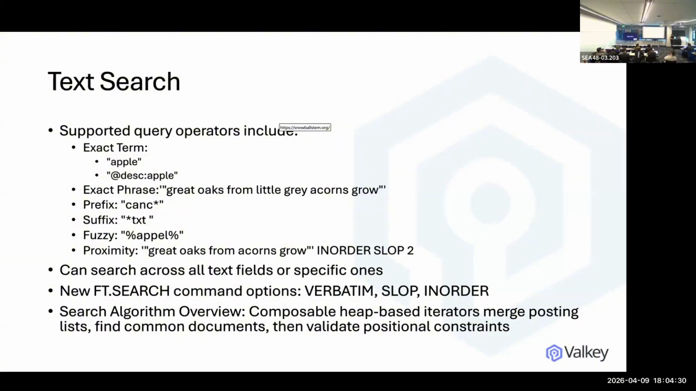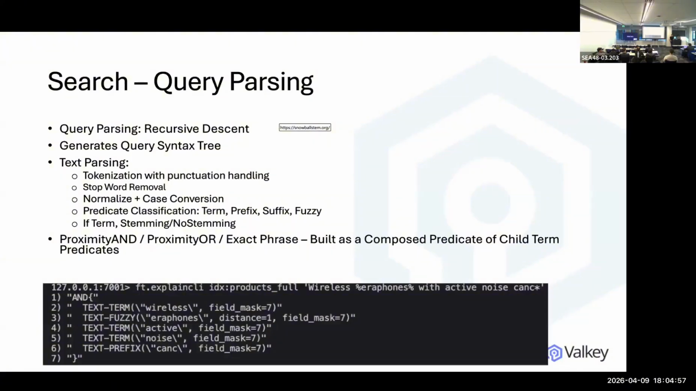At a high level, the search algorithm is using heapify iterators that merge the postings lists, which pretty much map terms into a list of keys that contain them. So there's merging, which takes place through these iterators, and then we find documents and we validate position constraints. Earlier on, I was talking about the query string, and we have to first parse this into a query syntax tree before we get into the search logic. This is currently done on the main thread using recursive descent.